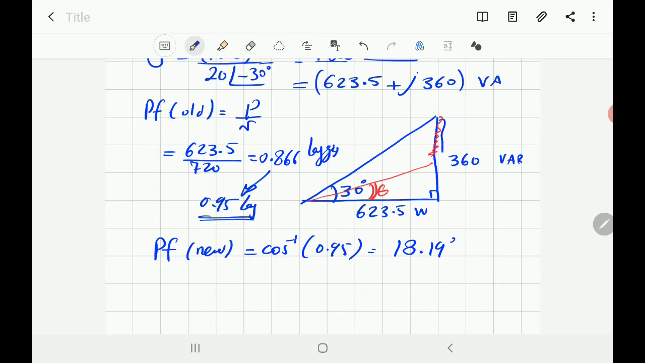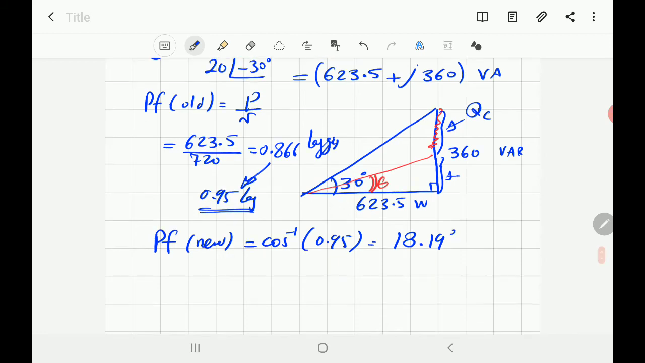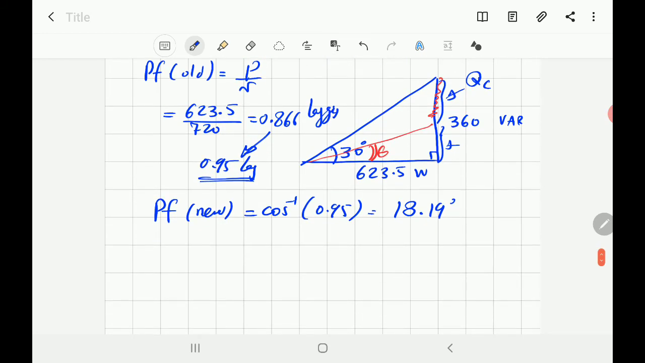What matters to me is this value. This would be done by the capacitor, so this should be equal to QC. QC is going to cancel this part to have the new Q here. If you sketch your new triangle after you have the capacitor, that will be your new triangle. You got 18.19, and that's the new one. And the power doesn't change, because you cannot affect the power. You consume it there, so you should not reduce it. It's not involved in the problem.